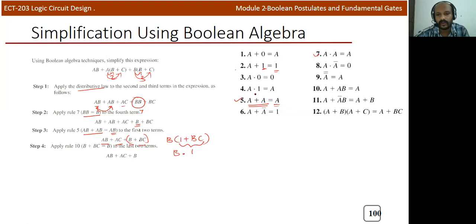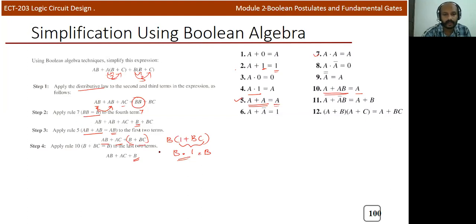Okay. So A dot 1 is equal to A. So similarly, you can write B dot 1 is equal to B. So instead of this B plus BC, you can write B itself. Okay. Or I can directly apply the absorption law. A plus AB is equal to A. Similarly, here it is written B plus BC. So it's not compulsory that you should follow these steps. You can apply any rule in any order.